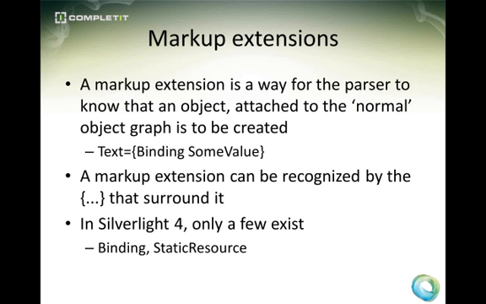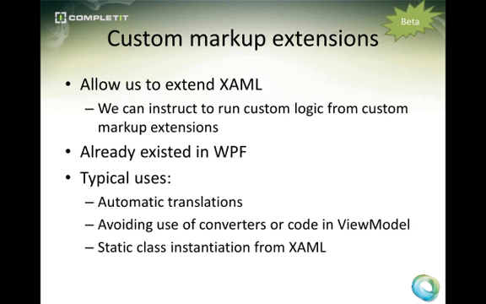And now in Silverlight 5, we have custom markup extensions that are being added for us. They practically do the same thing. They allow us to write classes that can be instantiated next to the normal object graph of the XAML that is being created. This already existed in WPF, but has now also been introduced in Silverlight 5. Why would I use this? Is there use for this? Well, this is actually a very useful thing. For example, what you cannot do in Silverlight is use static class instantiation. In WPF, you can do that using custom markup extensions, and in Silverlight 5, we can now also do that.